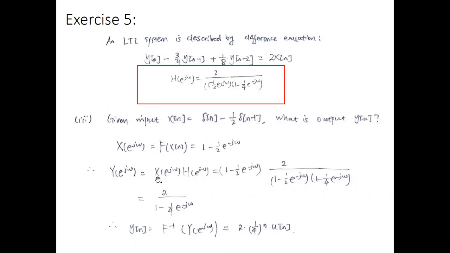Capital Y is capital X times capital H. This is where the simplification occurs. The denominator and numerator have one factor that cancels, and the result is simpler: 2 over (1 minus 1/4 exponential minus j omega). So the result y of n is 2 times 1 over 4 to the power n, u of n.